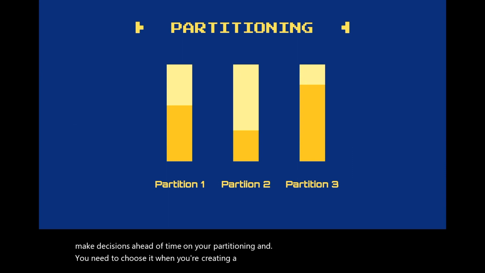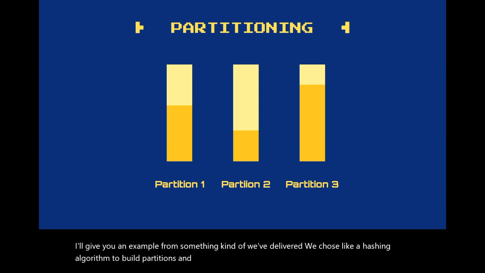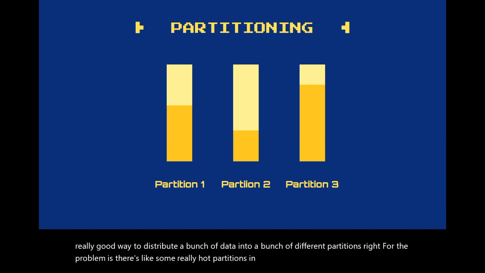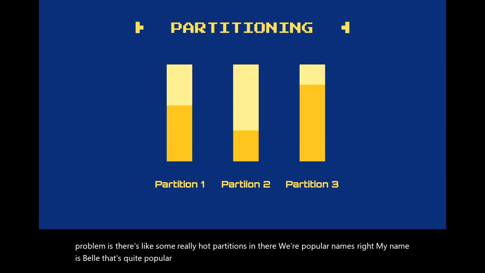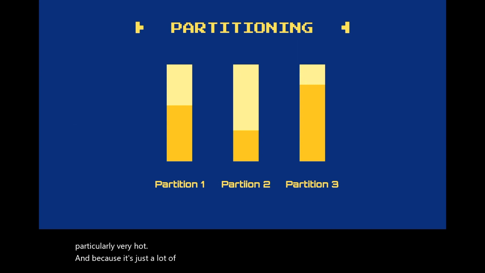I'll give you an example from something we've delivered. We chose a hashing algorithm to build partition values based upon last names, right? And that's a really good way to distribute a bunch of data into a bunch of different partitions, right? The problem is there are some really hot partitions in there, right, with really popular names, right? My name is Bell. That's quite a popular name in the UK. Smith is an incredibly popular name, right? And if you look at the analysis of that partition in Cosmos DB, that partition was very hot because it's just a lot of Smiths and a lot of people potentially accessing that data.